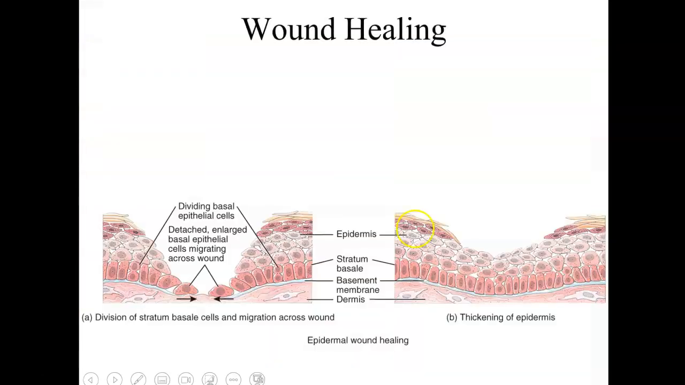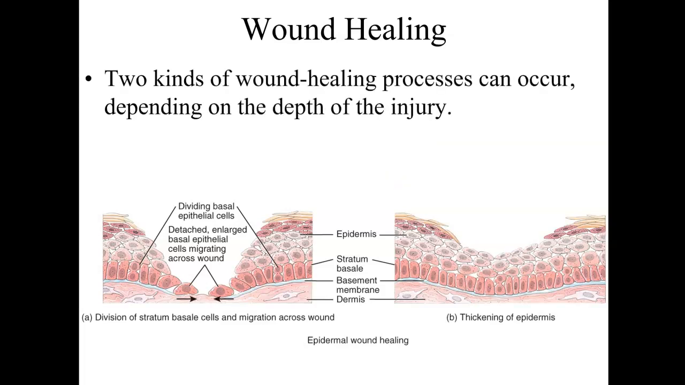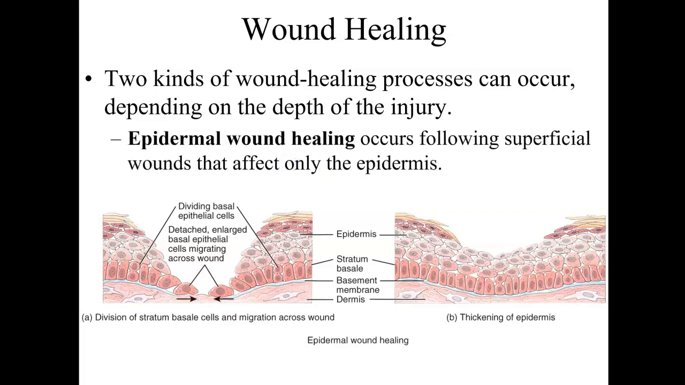Moving on into wound healing. There's going to be two kinds of wound healing processes that can occur depending on the depth of the injury. Now, if it goes down to where you see it on the first one, the epidermal wound healing occurs following superficial wounds that affect only the epidermis. And that's actually going to be the picture where it goes down.